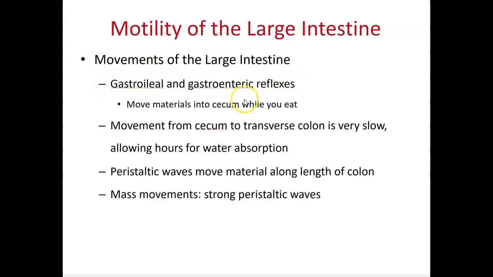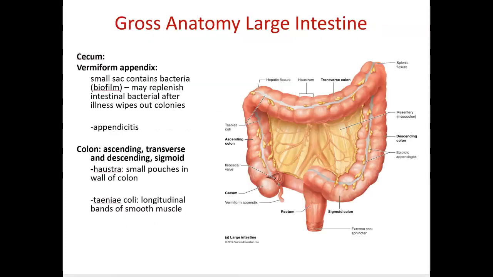We talked about these reflexes already. Remember, when we eat, we are trying to move food out of the small intestine and into the large intestine. So a lot of times that could trigger defecation. The movement's fairly slow because we need to absorb all that water. It uses peristalsis. And then the mass movements are the really strong peristaltic waves, and these are what happen when you defecate. So I mentioned these teniae coli, right? This extra muscle that goes through. So that pushes for the mass movement, which we know is when you have a bowel movement.